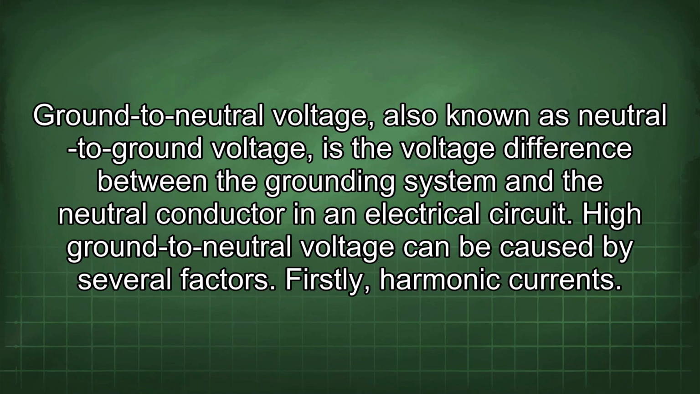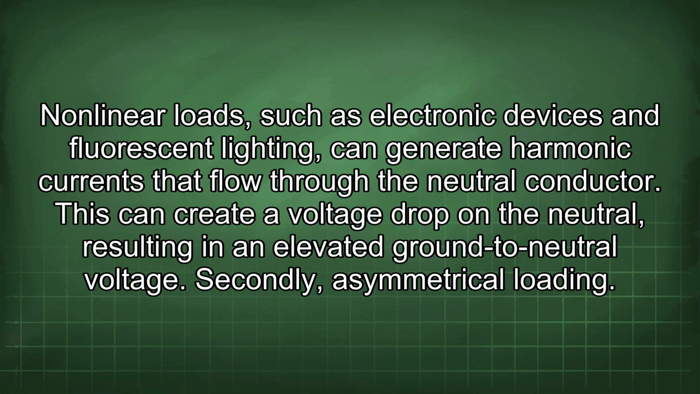Ground to neutral voltage, also known as neutral to ground voltage, is the voltage difference between the grounding system and the neutral conductor in an electrical circuit. High ground to neutral voltage can be caused by several factors. Firstly, harmonic currents. Nonlinear loads, such as electronic devices and fluorescent lighting, can generate harmonic currents that flow through the neutral conductor. This can create a voltage drop on the neutral, resulting in an elevated ground to neutral voltage.